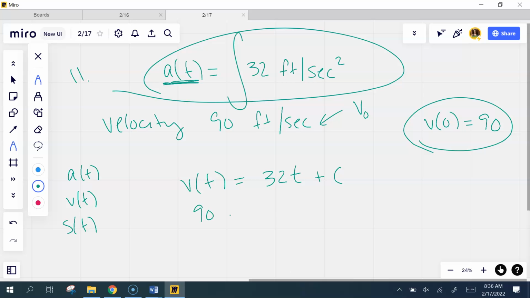So 90 equals 32 times 0. So my velocity equation is 32t plus 90, and I'm thinking that needs to be a negative 32. Well, because if you're talking about the force of gravity, gravity makes you fall, right? So it should be negative.